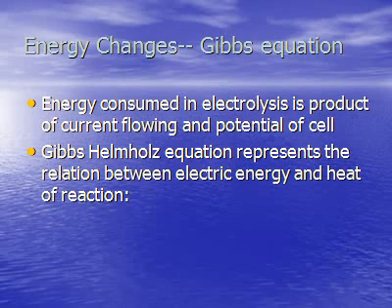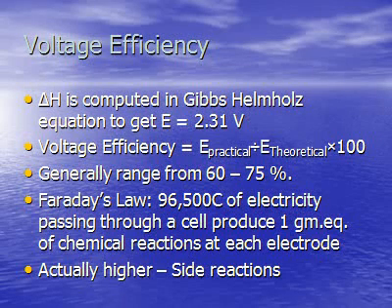Energy change in a reaction is calculated by the Gibbs equation. Energy consumed in electrolysis is the product of the current flowing and the potential of the cell. The Gibbs-Helmholtz equation represents the relationship between the electric energy and the heat of the reaction. Voltage efficiency: heat of reaction is computed in the Gibbs-Helmholtz equation to get the energy, equal to 2.31 volts. Voltage efficiency is equal to practical energy divided by theoretical energy, multiplied by 100. Generally it ranges from 60 to 75%.